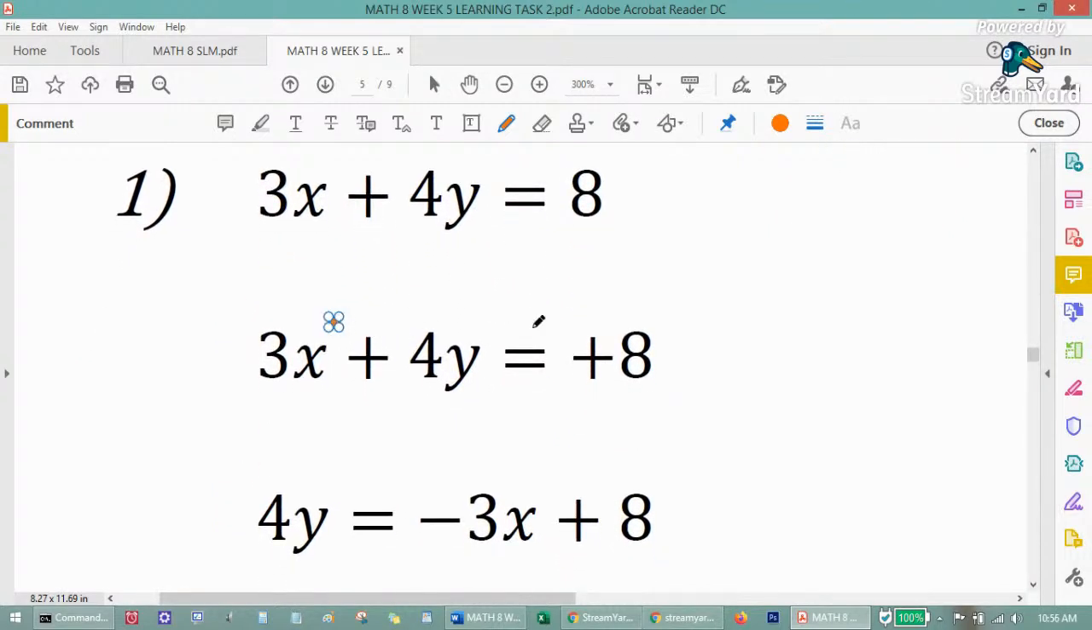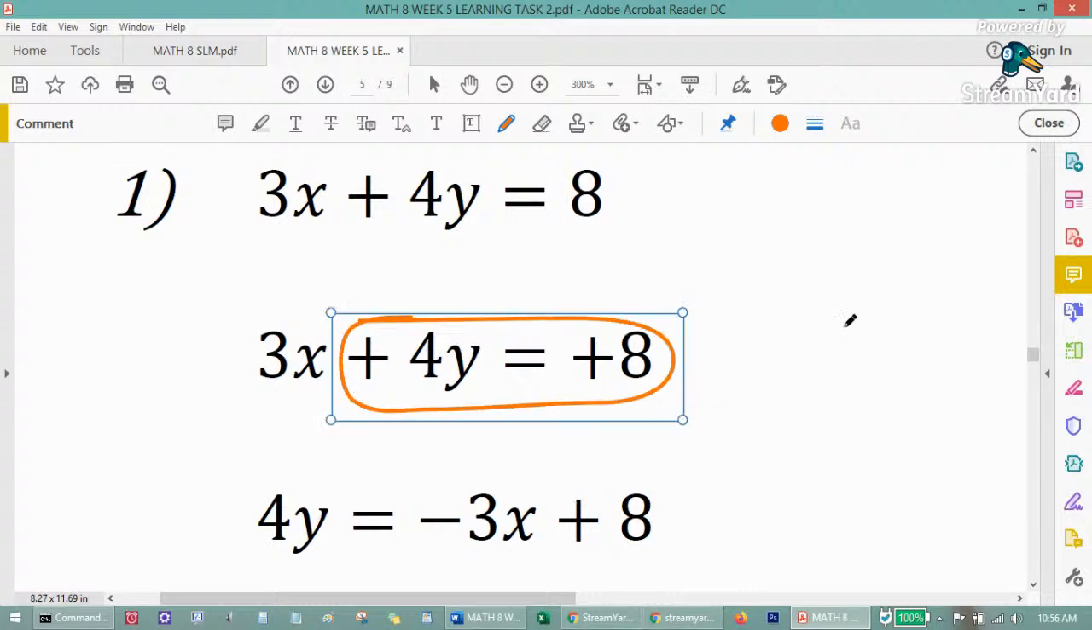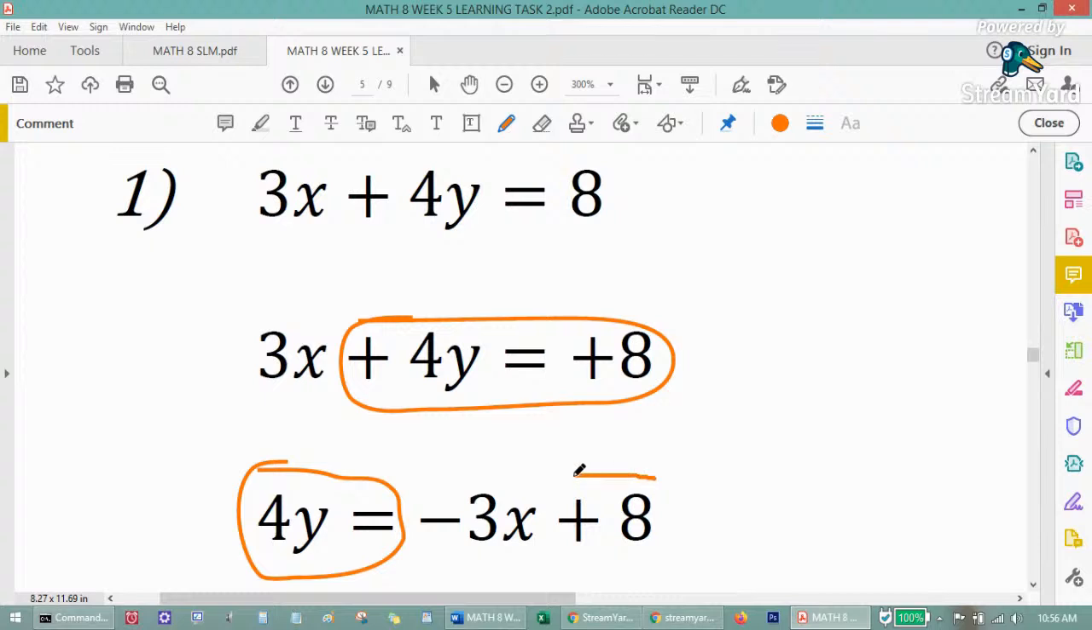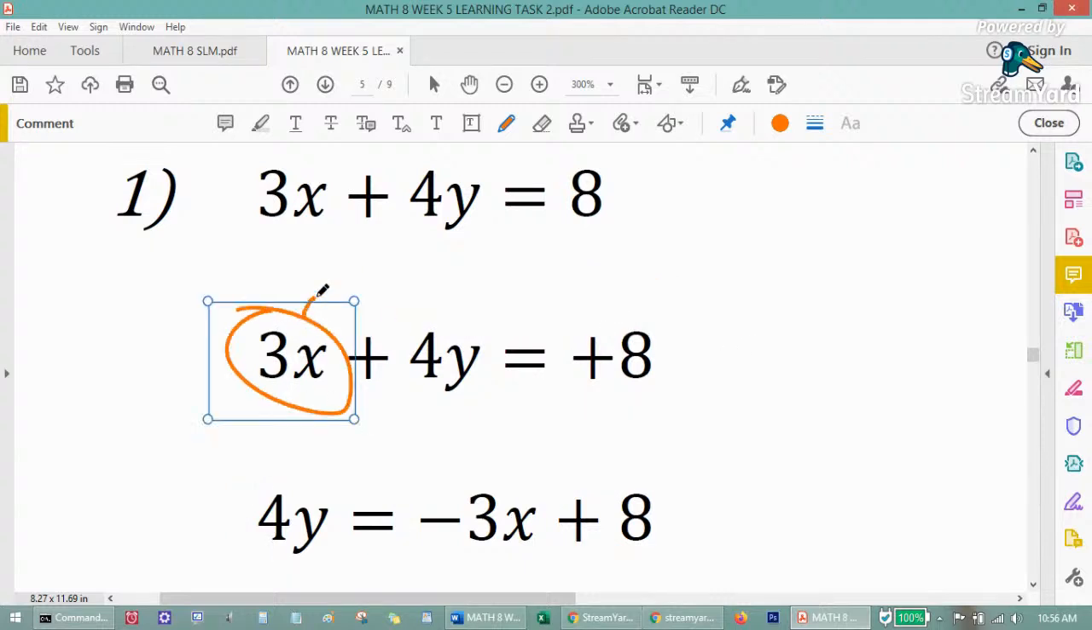And then, kinopya natin itong positive 4y is equals to positive 8. And then, tong positive 3x, nilipat natin sa kabila. So, yung positive, naging negative 3x. Okay?